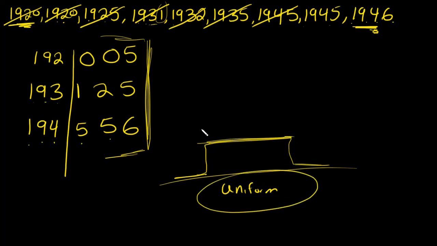Of course, you can also say that this is a symmetric distribution, because all uniform distributions are also symmetric, in that you can imagine folding it in half and it would lie on top of itself. So it's a symmetric uniform distribution. All uniform distributions are symmetric. Not all symmetric distributions are necessarily uniform.